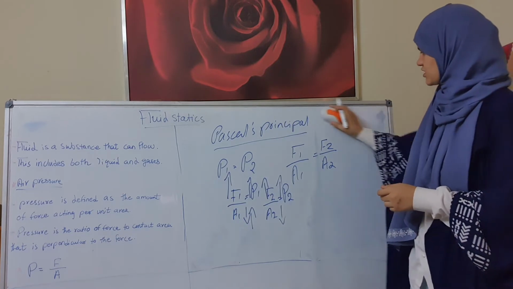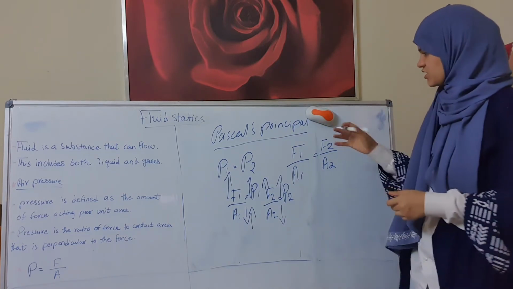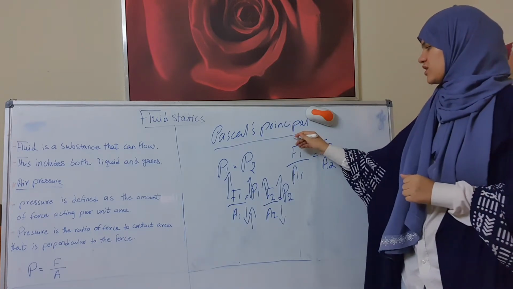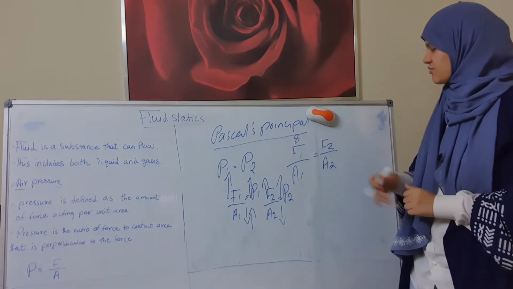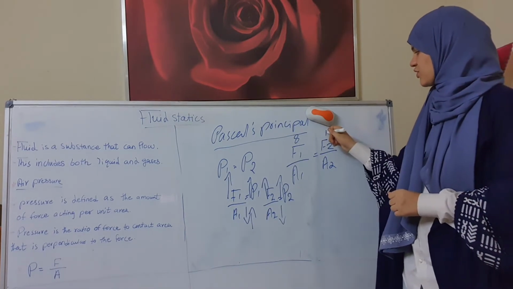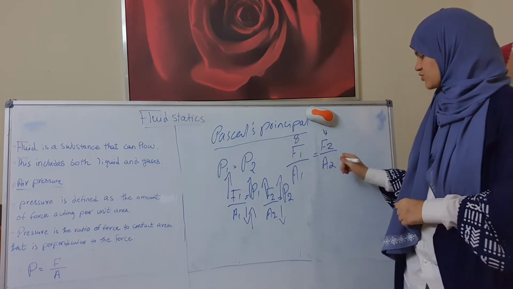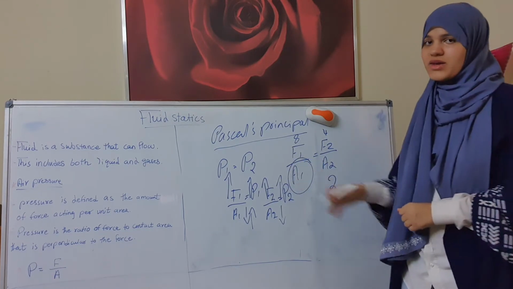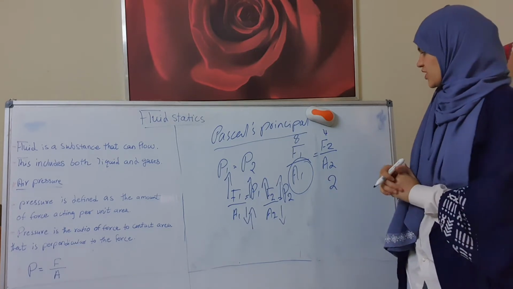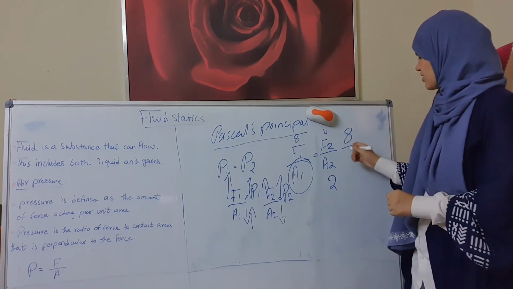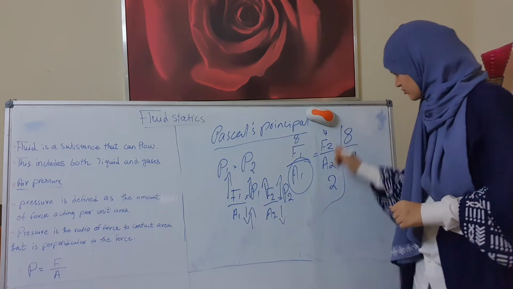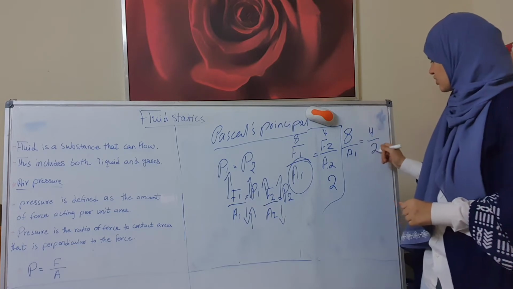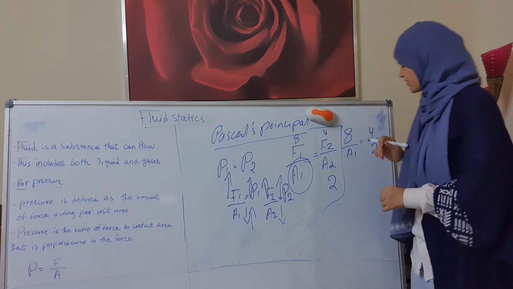For example, I will write it to make it easy for you. If we have in place of F1 8, for example, and in place of F2 4, and in place of A2 2, we need to find A1. So how will we do this one? First of all, 8 over A1 is equal to 4 over 2, right? We'll simplify it first.